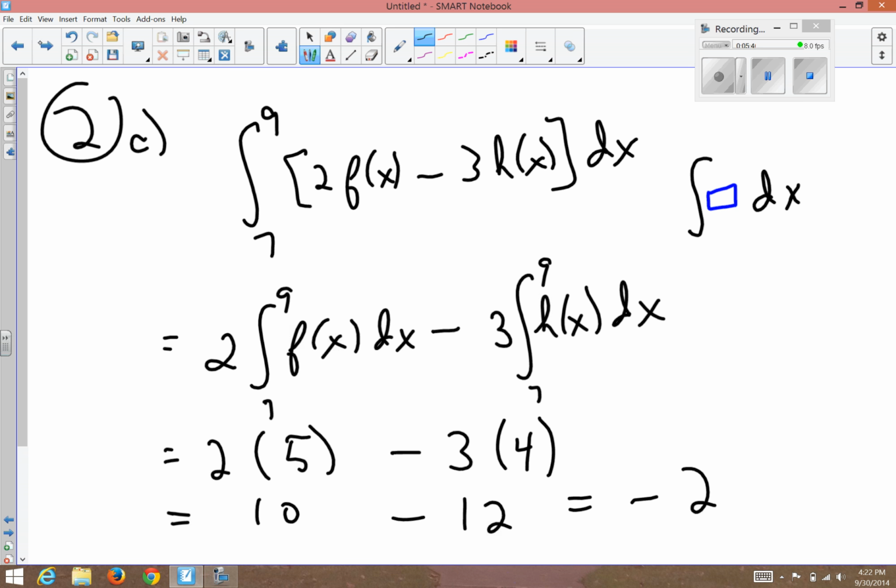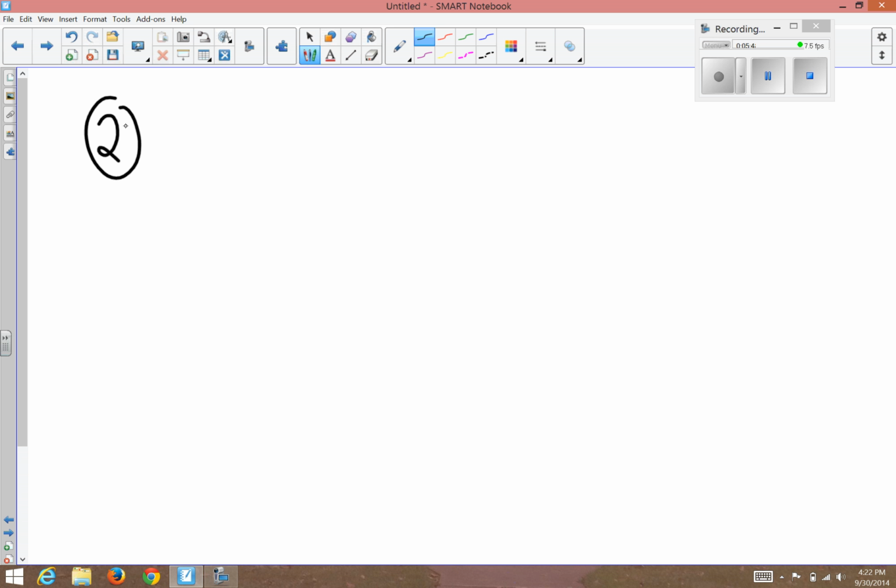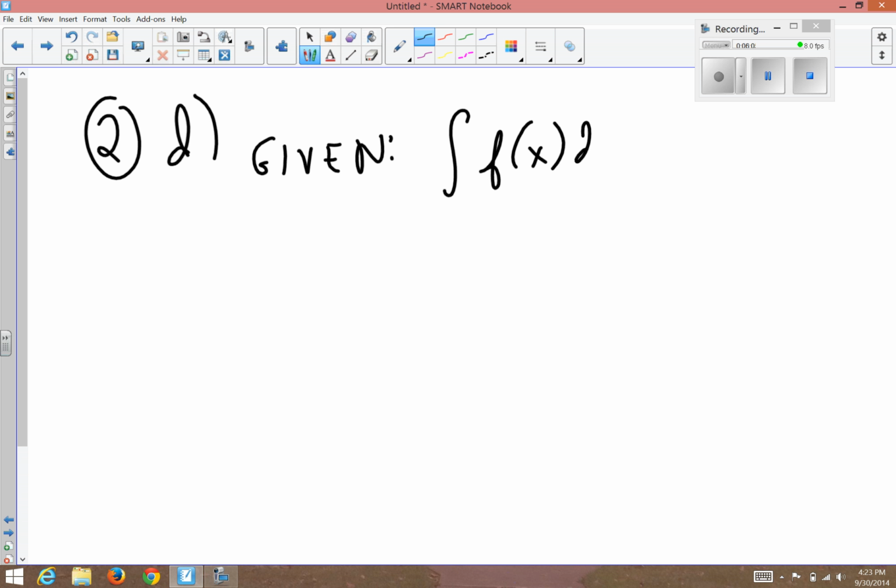Part D. Well, first of all, the following is given in the directions. This is in the directions. The integral of f of x dx from 1 to 9 is negative 1.